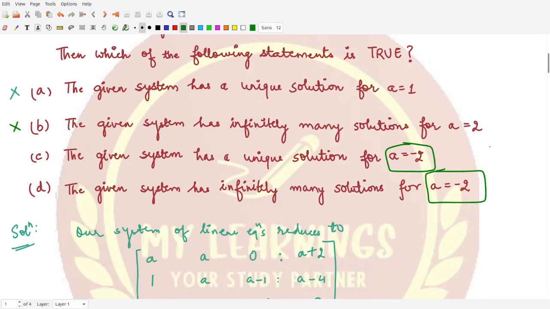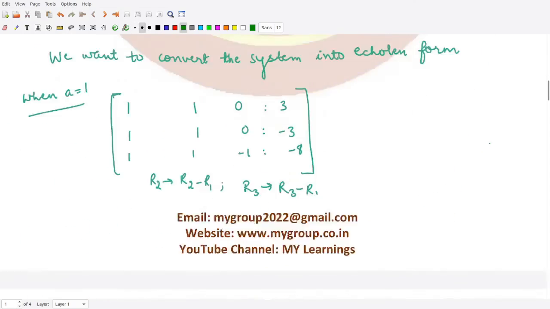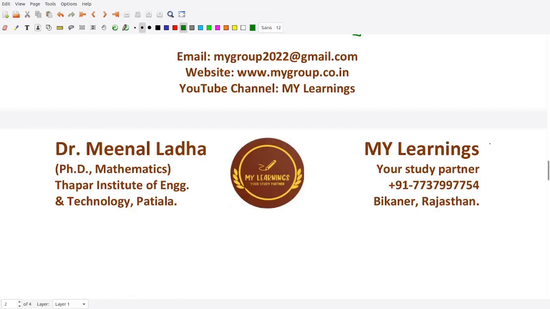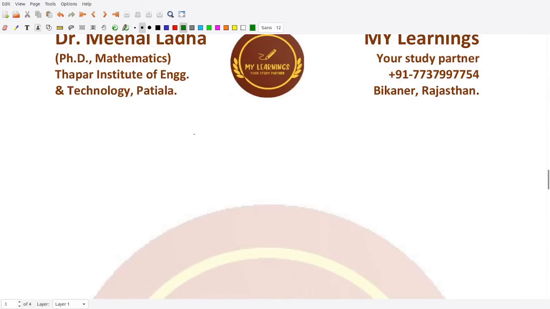That means in one calculation you could just cross out two options, right? And maybe if you are lucky, you could get the final solution when you solve for a is equal to -2. Why? Because if that is so, in that case you would not be required to do further calculations for a is equal to 2 and a is equal to 1, right?